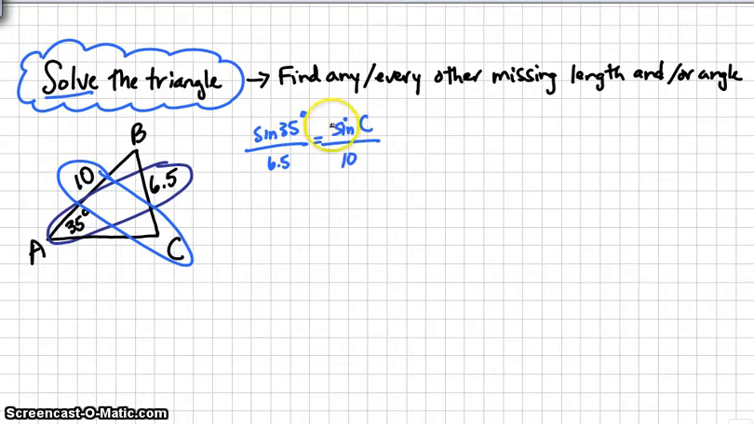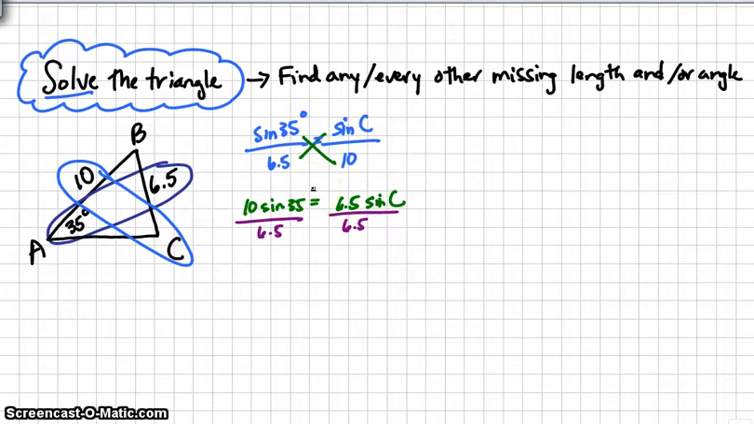First I'm going to cross multiply. I'm going to put the 10 in front of the sine of 35 degrees. Keep my equal sign the same. 6.5 goes in front, and then I have sine of C. The variable that I'm trying to find is the C. To get the C alone, I'm going to have to move the 6.5 and the sine. I'm going to move the 6.5 first by dividing. And when I divide there, we get about 0.88, approximately.